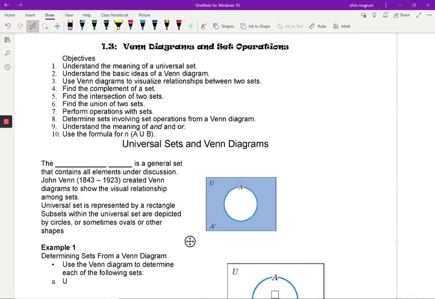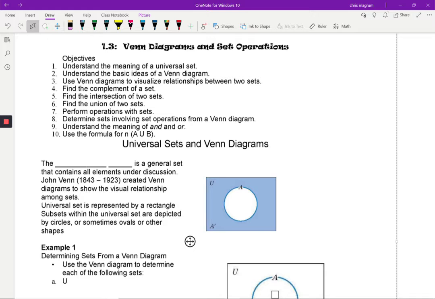So our first objective, we need to understand the meaning of the universal set. Number 2, understand the basic ideas of the Venn diagram. Hopefully you've seen those enough over the years that you're pretty comfortable with them. 3, we want to be able to use a Venn diagram to visualize relationships between two sets. 4, we want to find the complement of a set. That's one of the keys to today, one of the most important parts. It's kind of 4, 5, and 6 here. That's kind of the big items for this.